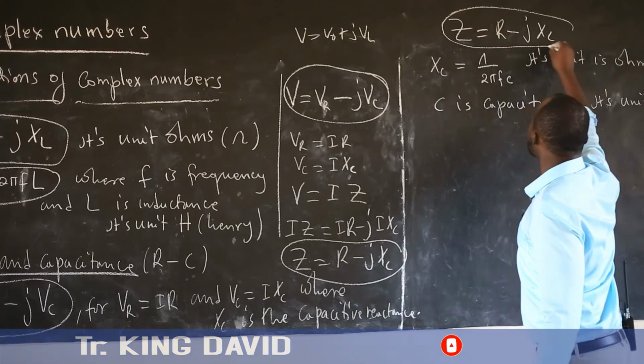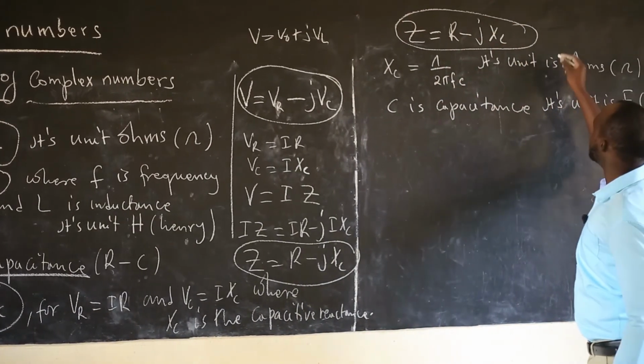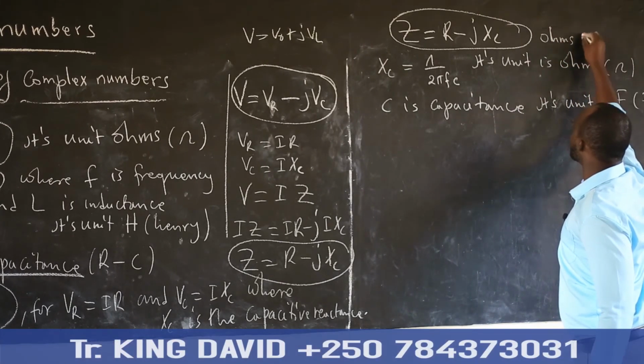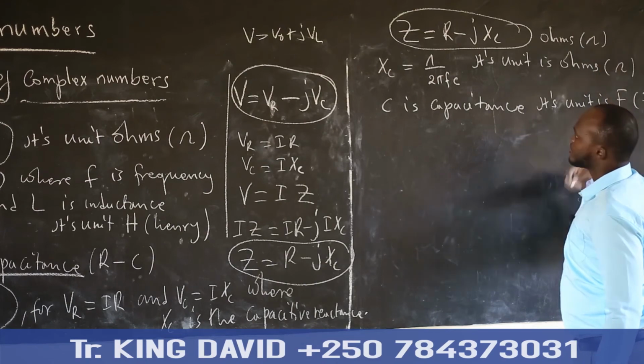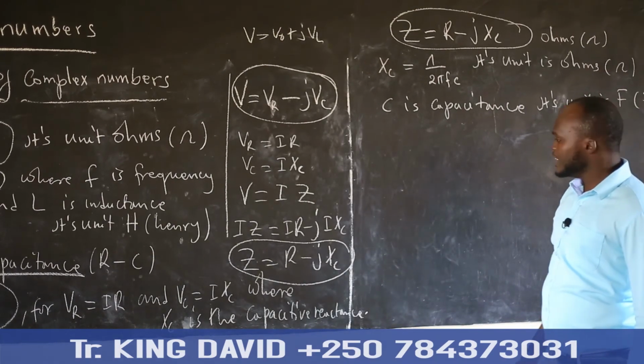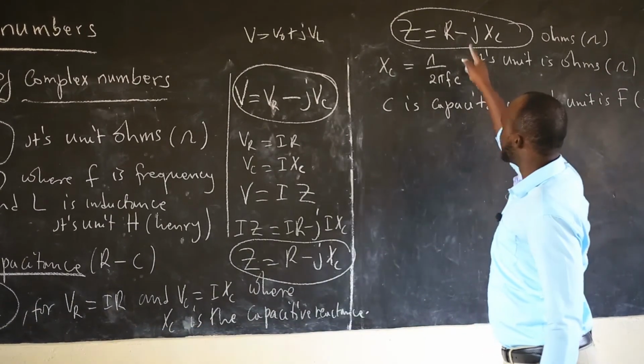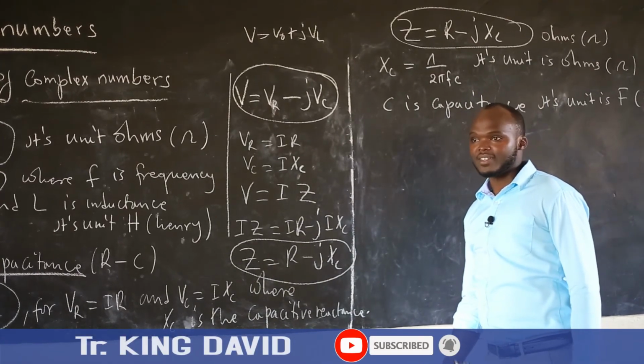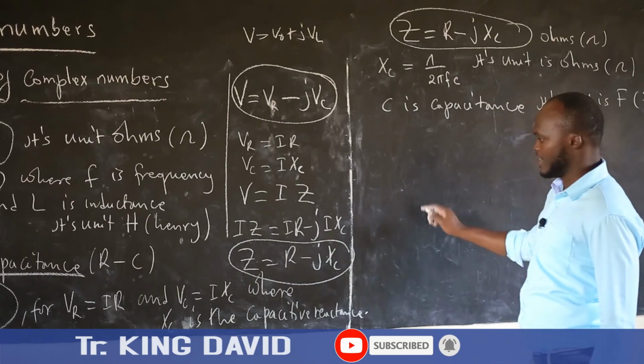The unit of this is ohms. So the difference is negative and positive. It is negative when you have capacitive reactance.